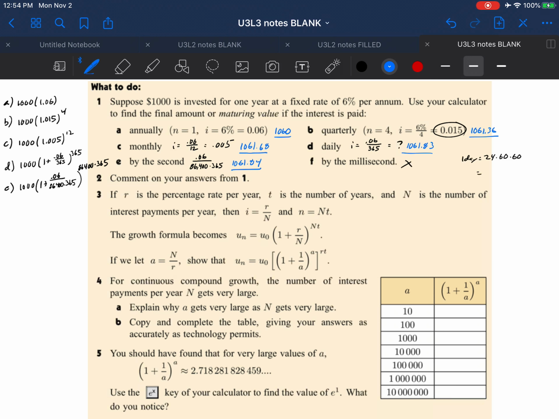Okay, so I'm going to say here that the values increase, but by less and less each time.